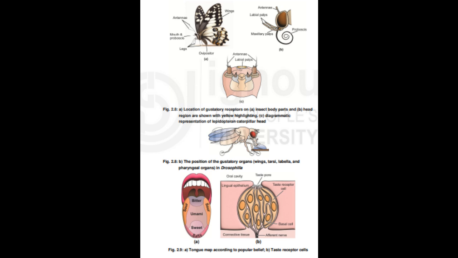2.4.2 Kinesis. Kinesis is the non-directional and random movement of an animal in response to stimuli. This response is relational to the intensity of the stimulus. In many animals, the speed of locomotion changes with the change in the intensity of stimulus and the accumulation of kinetic energy in the animal. This form of kinesis is called orthokinesis.